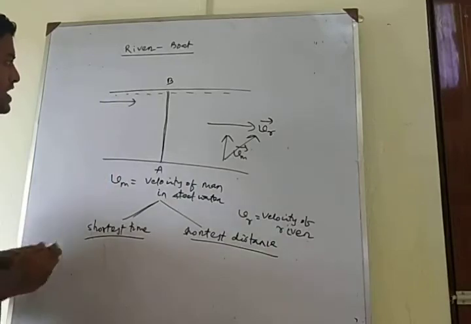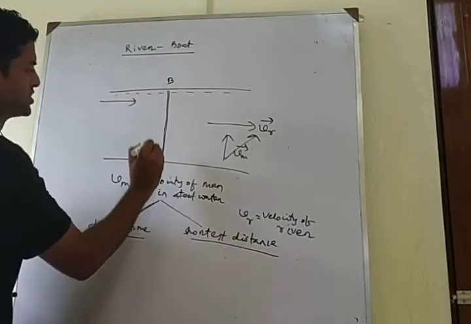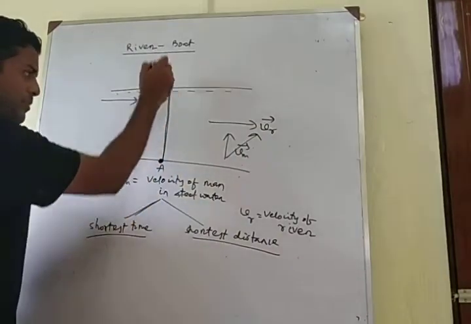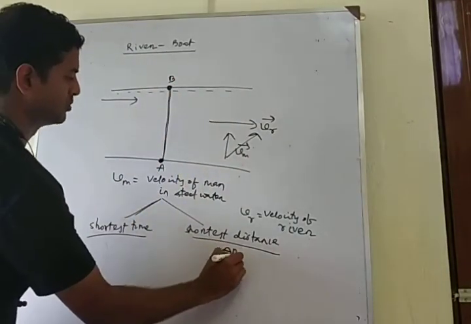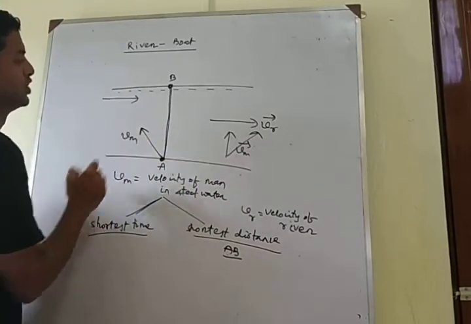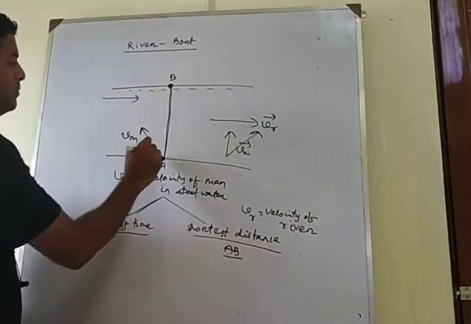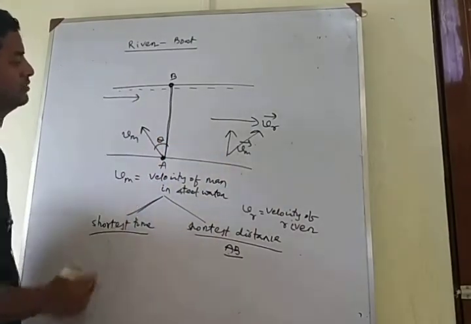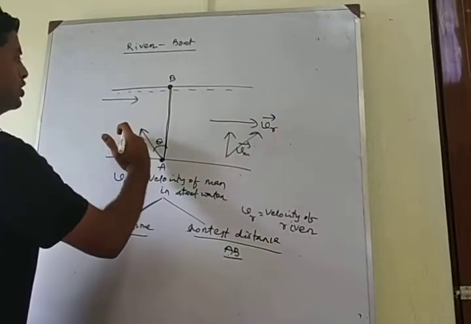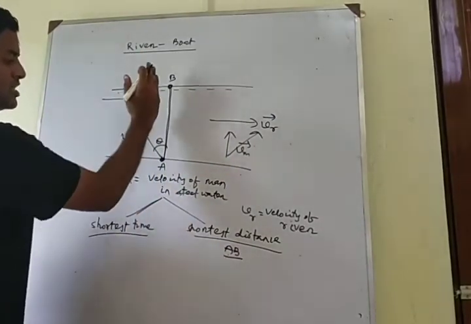So shortest distance means the man is interested to reach B, which is exactly opposite to A, and AB is the shortest distance. So the man has to swim like this. This should be the direction of swim of the man, making an angle theta with the vertical. So the man has to swim at an angle theta with respect to the vertical to reach by the shortest distance.